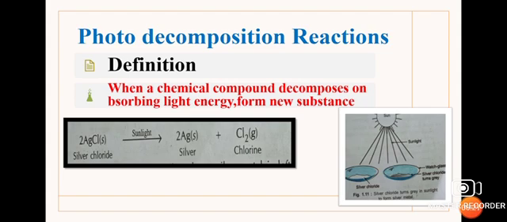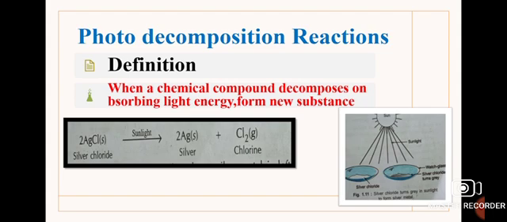Okay, next one, photo decomposition reaction, is very important. So you have to study nicely. Definition: a chemical compound decomposes on absorbing light energy to form new substances. So photo means light. So the reactions are in the presence of sunlight. Okay, this is very important. You have to listen. Sunlight. So here is one example. 2AgCl, silver chloride, in the presence of sunlight, will split into silver plus chlorine.